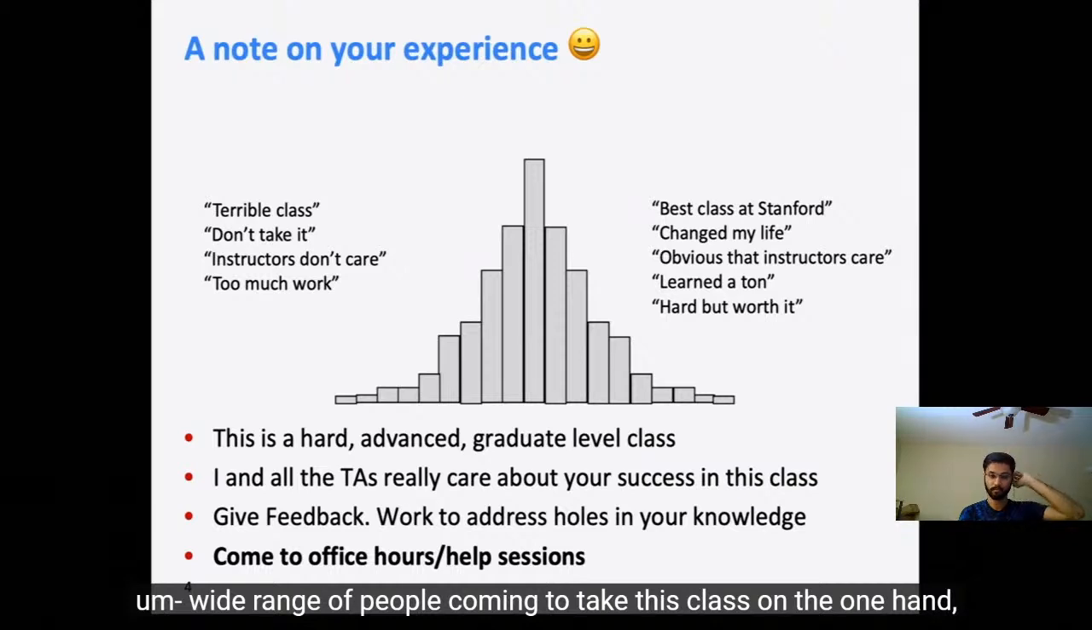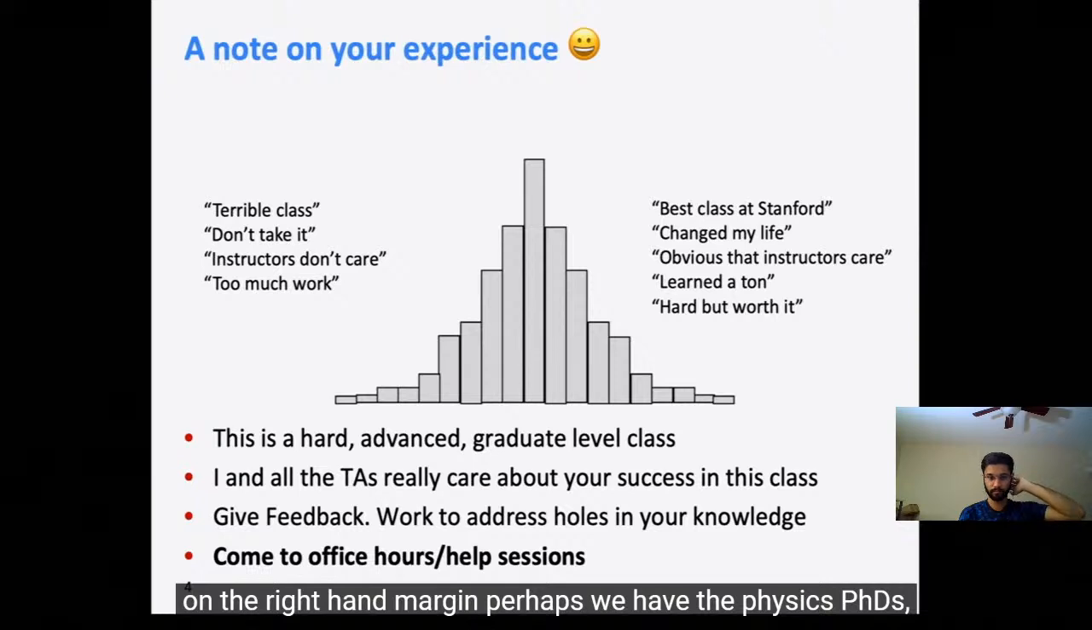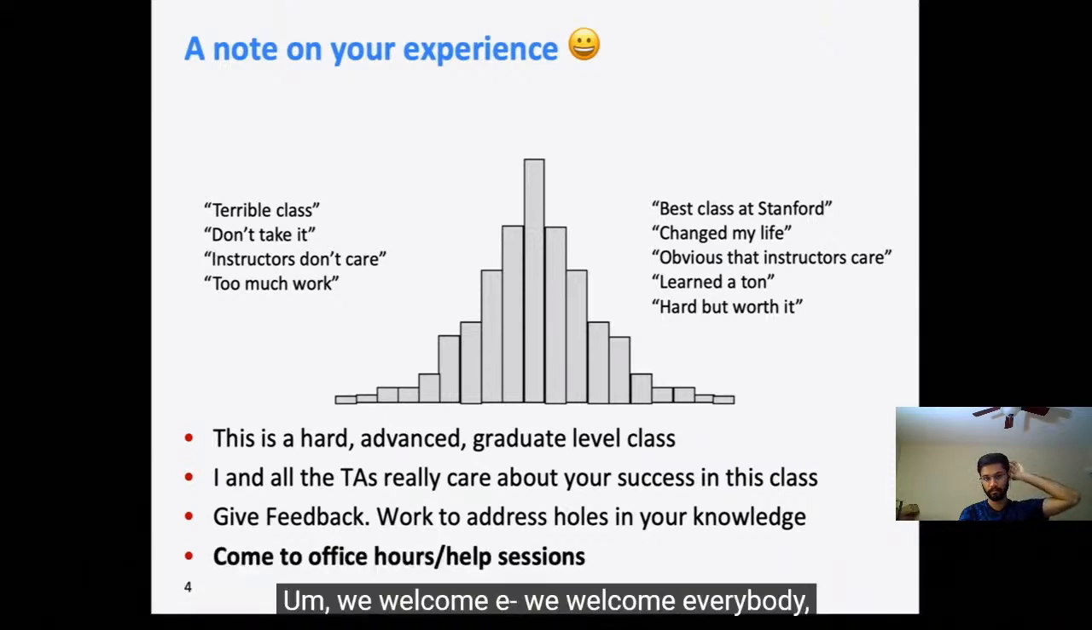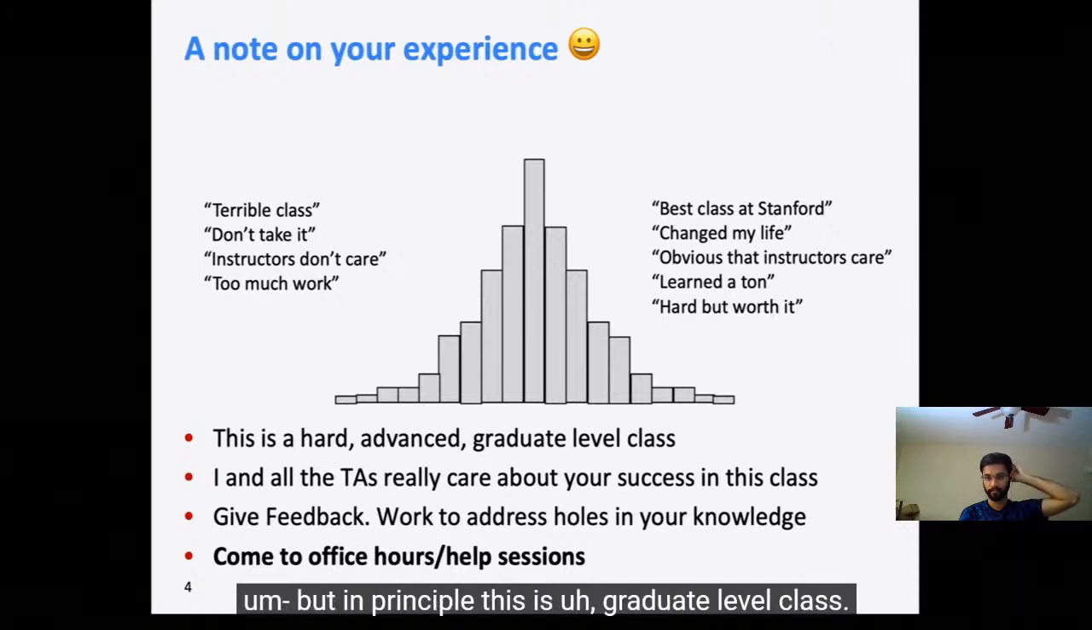And partly this reflects that we get this very wide range of people coming to take this class. So on the one hand, on the right-hand margin, perhaps we have the physics PhDs, and on the left-hand margin, we have some frosh who think this will be fun to do anyway. We welcome everybody, but in principle, this is a graduate-level class. That doesn't mean we want to fail people out.